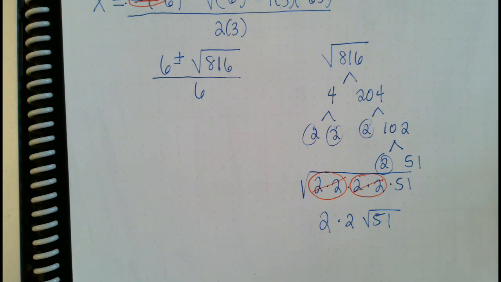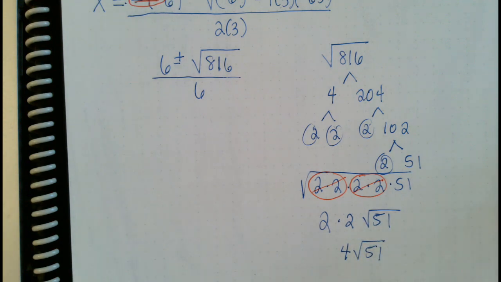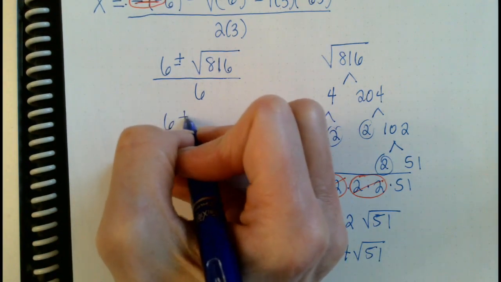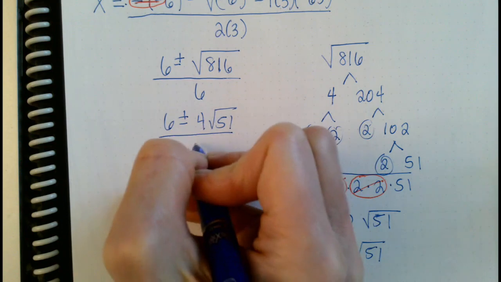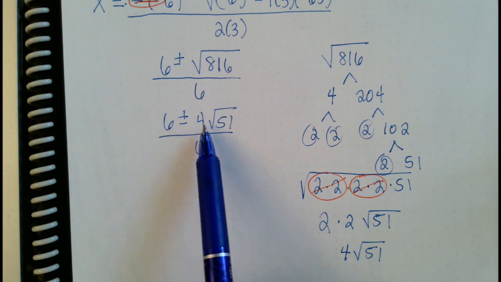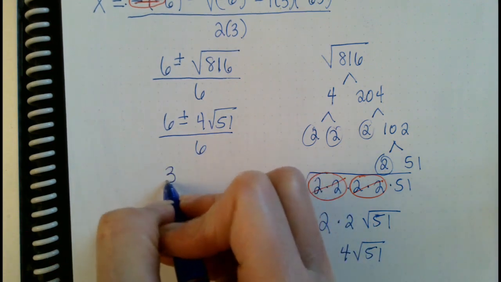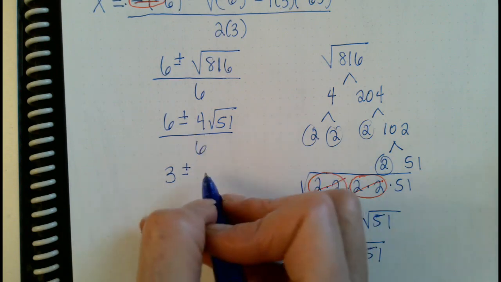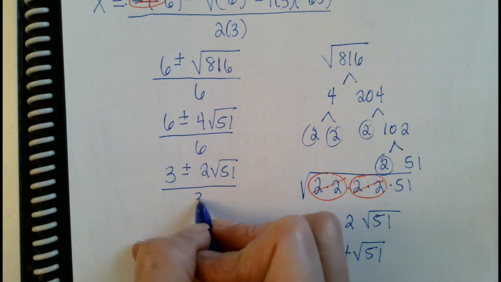So when we finish this problem, or at least get close to this, by the way, 2 times 2 is 4 times the square root of 51. So this problem becomes 6 plus or minus 4 square root of 51 divided by 6. And then one more little issue here is that 6 and 4 and 6 are all divisible by 2. So 6 divided by 2 is 3. 4 divided by 2 is 2. And 6 divided by 2 is 3.